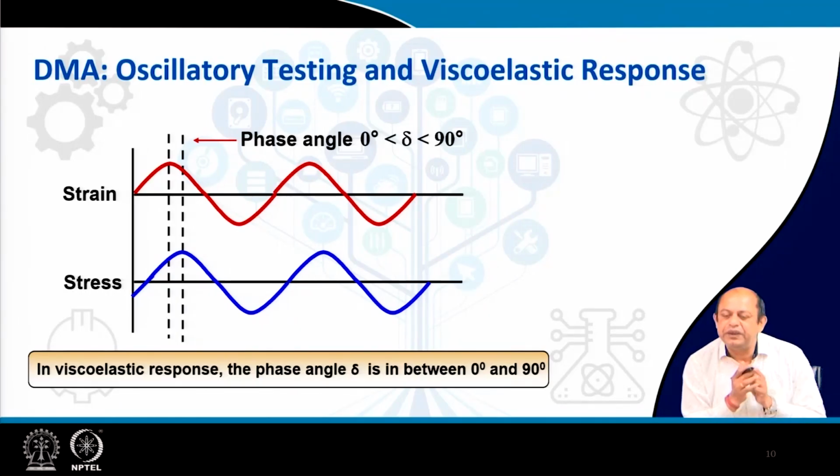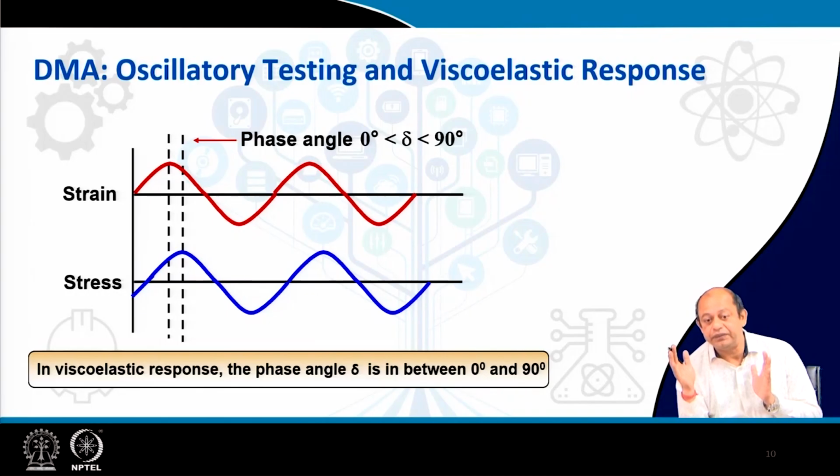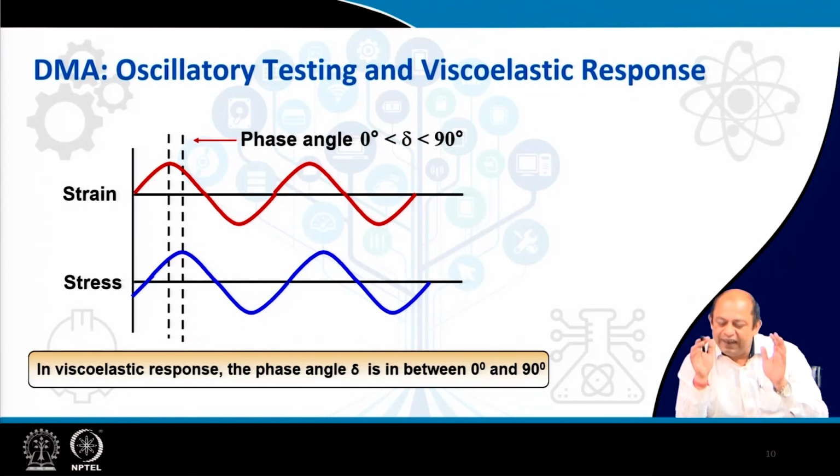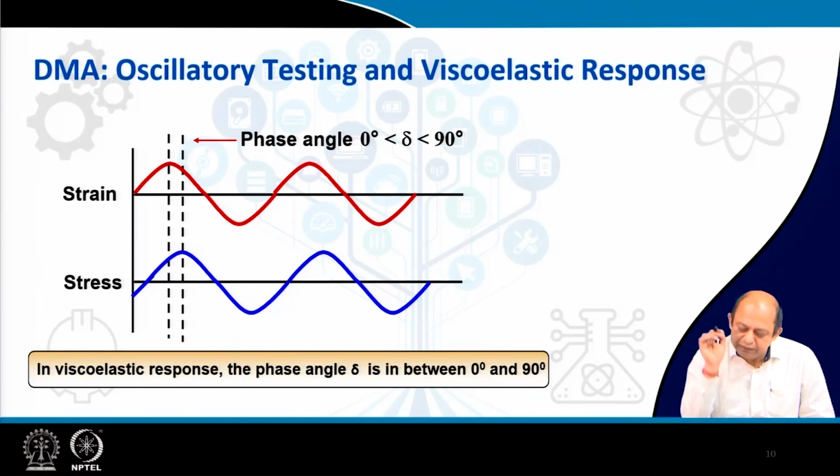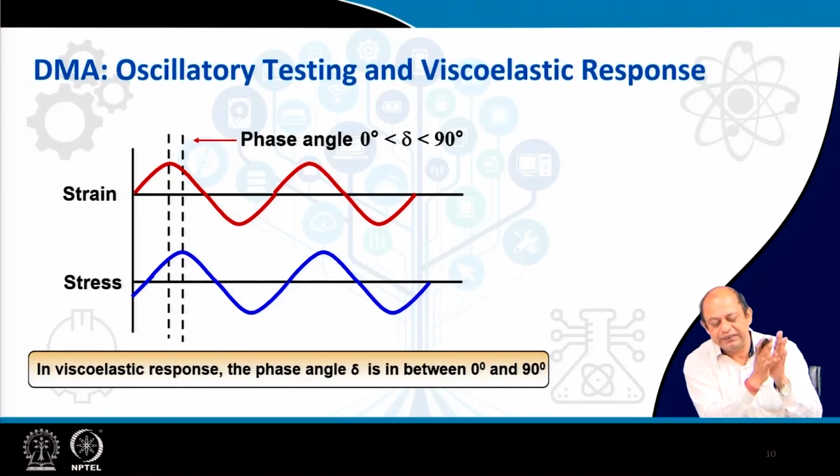And generally speaking, at low temperature responses this delta is smaller. If you go to a high temperature response, it becomes very liquid-like, so delta is closer to 90 degrees. In that essence, one thing I will clarify: for a dynamic experiment, DMA is no different from an oscillatory rheometer. The only difference is its sensitivity as well as its temperature regimes of interest.